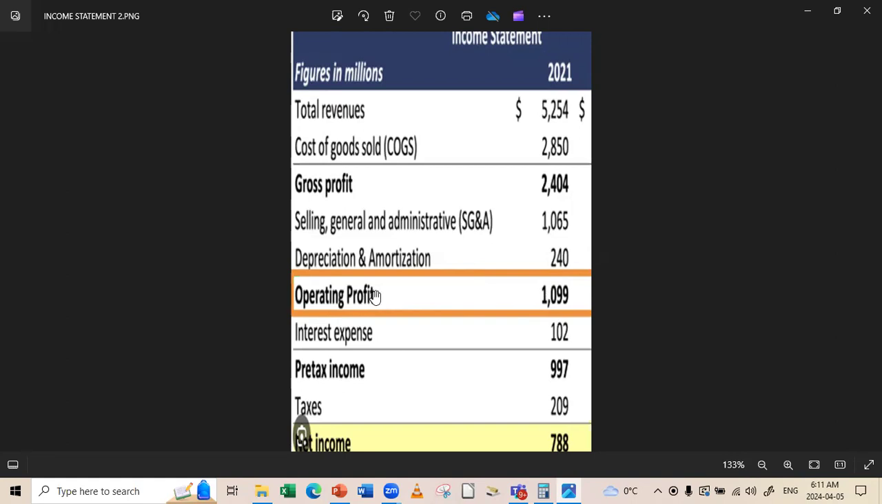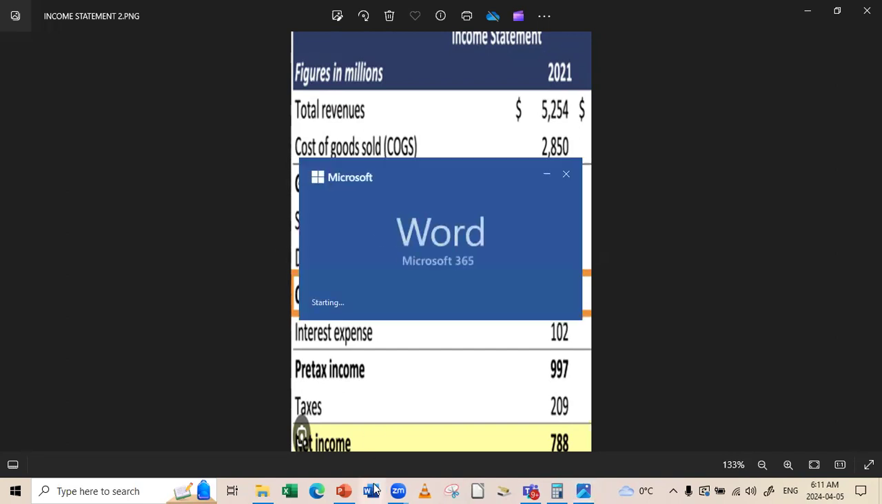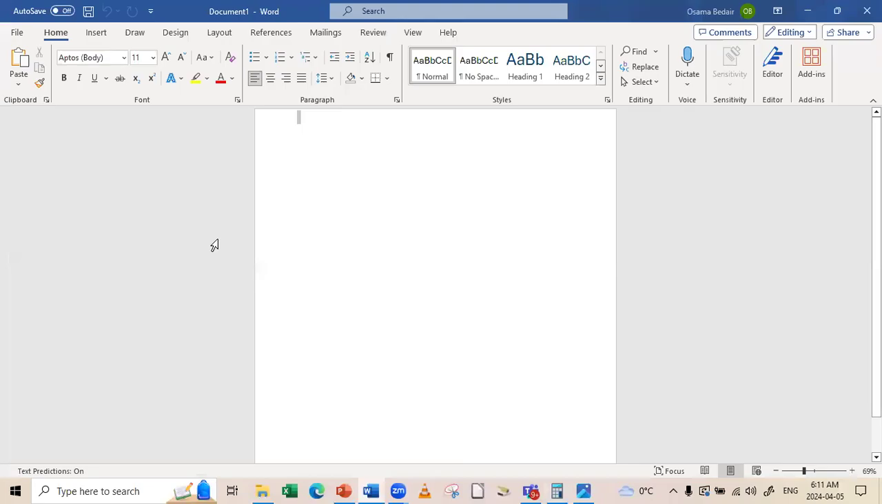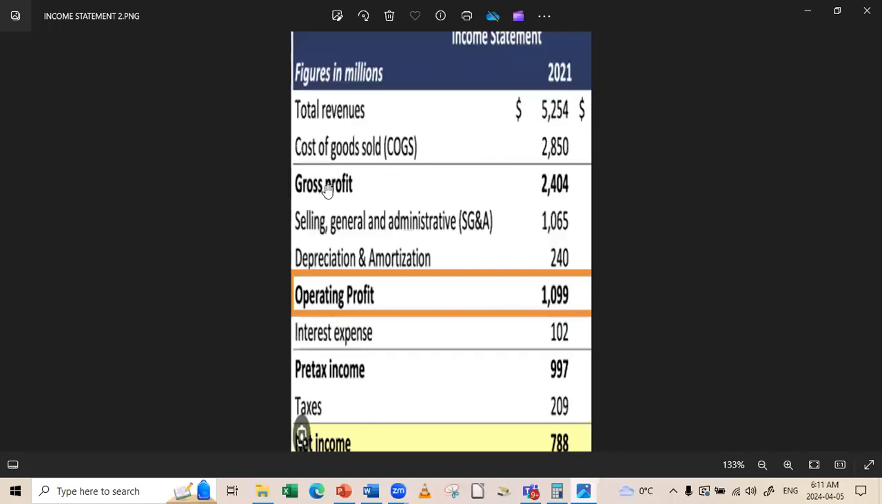This we call operating profit. So starting like this now, we can arrange our talking. We have gross profit, operating profit, and net profit. We have 3 things. Firstly, the gross profit will equal the total revenues minus the cost of goods sold.